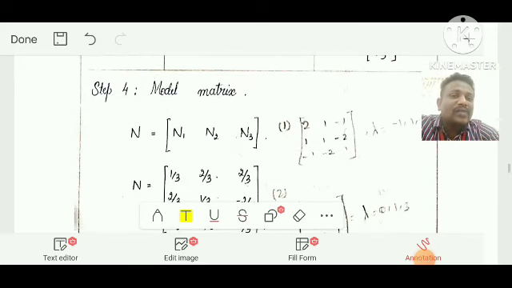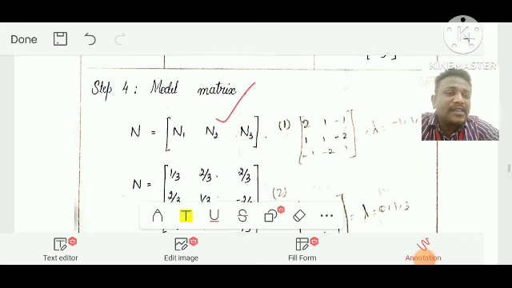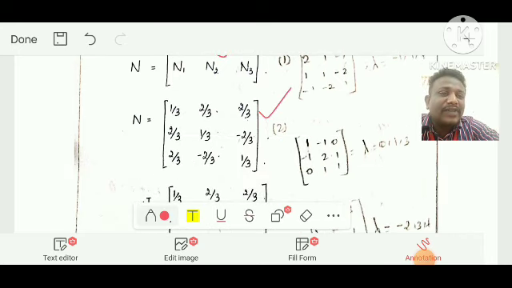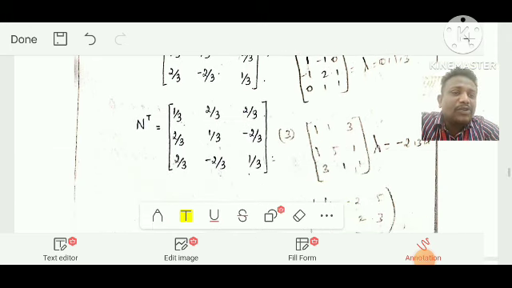Now the modal matrix that you have to write is step 4. To write the modal matrix, our formula is capital N is equal to [n1 n2 n3]. We have all the values for n1, n2 and n3. Here what you need to do is substitute all these values in this matrix, and then you will get the matrix called capital N. Then you need to find N transpose.